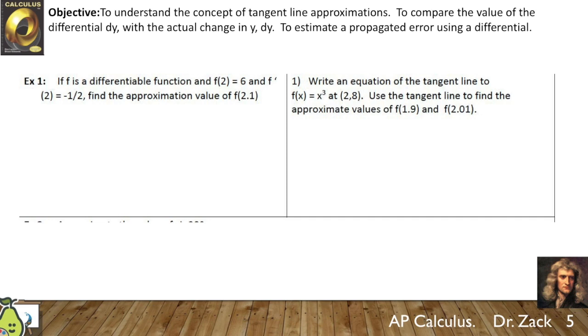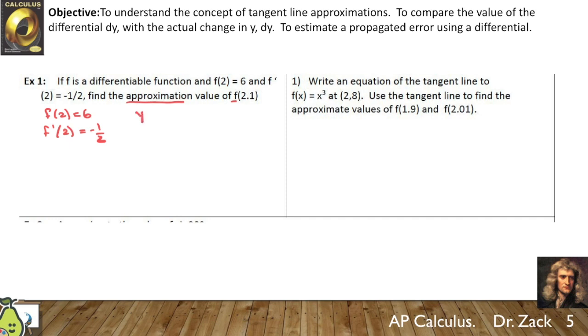For our first example, we're told that f is a differentiable function and that f at 2 is equal to 6. So we have a point. And that f prime at 2 is equal to negative 1/2. We're asked to approximate the value of the function. Now, it's an approximation because we cannot find the exact value.